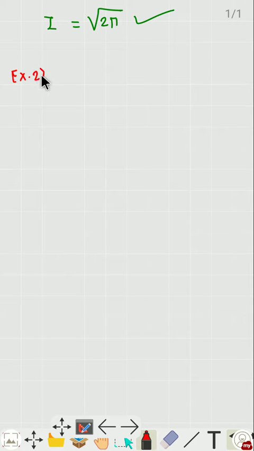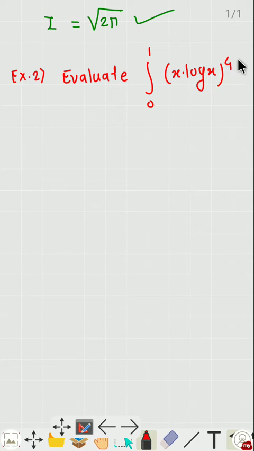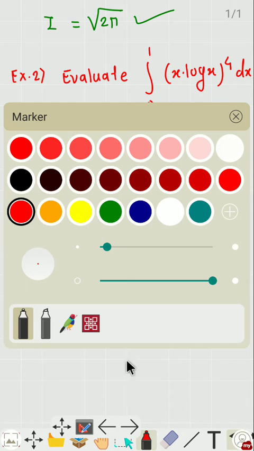Example number 2. Evaluate the integration over 0 to 1 of x into log of x raised to the power 4 dx. Okay, let us write the answer of this question.